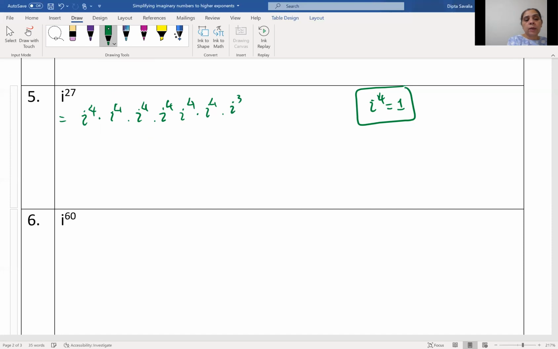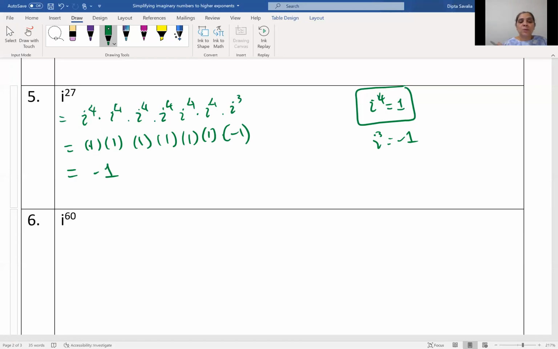So let's count again. 4 times 1, 2, 3, 4, 5, 6. 4 times 6 is 24. 24 plus 3 is 27. So we have 1 here, 1, 1, 1, and i cubed. i cubed is -i. So you will get -i. Answer is -i.